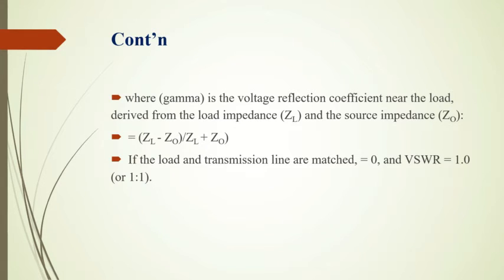So if the load and transmission line are matched, let's say their impedances are matched, the voltage standing wave ratio will be 1. So it will be back to the ideal if they are matched. So it will be 1 or 1.1.